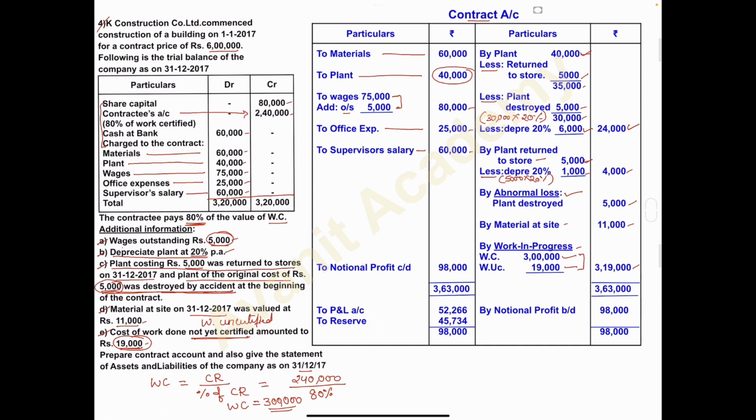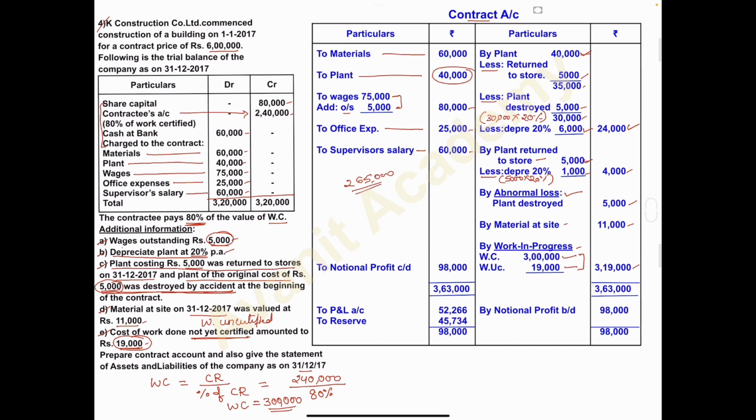Clear? So calculate the debit side: 60,000 plus 40,000 plus 80,000 plus 25,000 plus 60,000. How much will you get in total for these 5 items? 2 lakh 65,000. Yes, that is the total of the debit side.